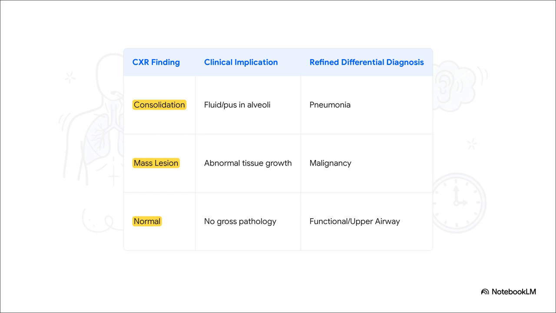See consolidation? You're thinking pneumonia. See a mass lesion? That raises the urgent suspicion of cancer. And what if it's normal? Well, that might lead you to think about causes like asthma or even postnasal drip.